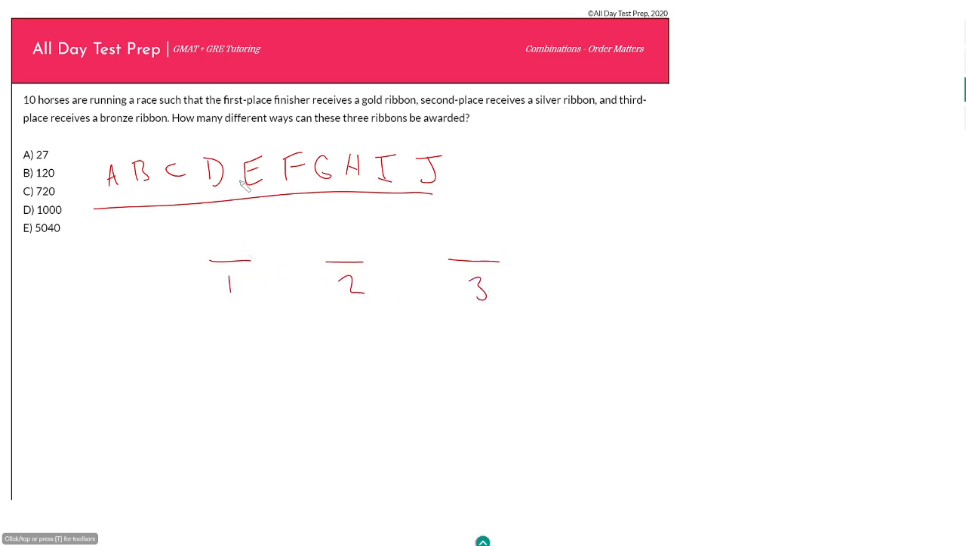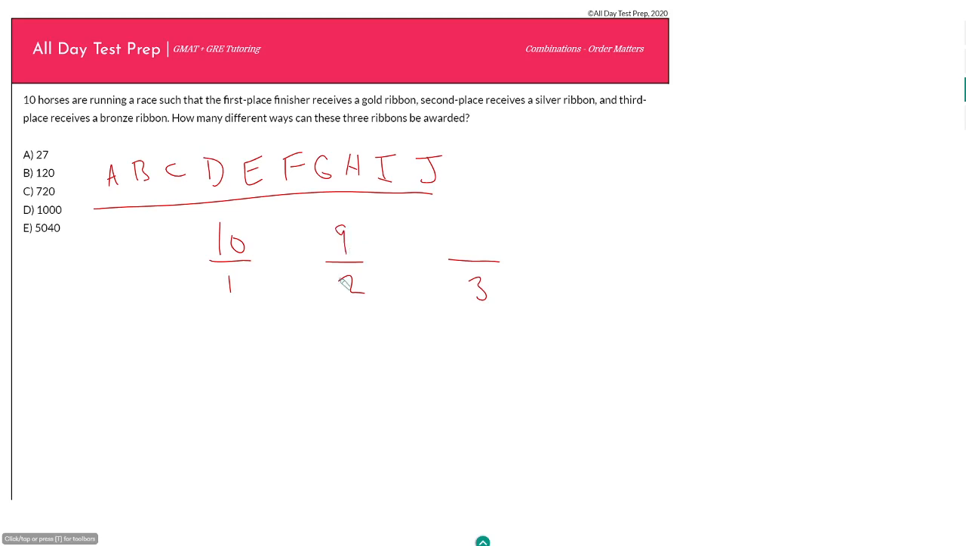So how many options do I have for who can finish in first place? Well, I can choose any of my horses, right? And so I should have 10 options here. Now, once a horse is chosen for first place, it can be any of the horses, but once one of those horses is chosen, how many options are remaining for second place? Well, you should only have 9 options left.